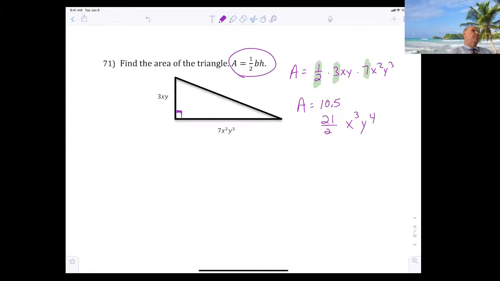Yes, sir. Yeah, again, I think that's a very good question. Thank you. You could rewrite this as 21x cubed y to the 4th over 2. That's another great answer. All of those are the same. 10.5 is the same as 21/2. All right. Come on now. I don't think it's hard. Just doing rules tomorrow.